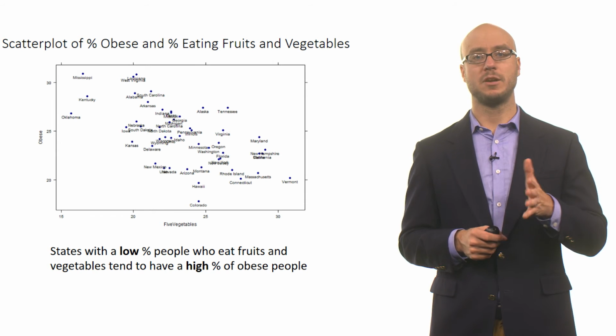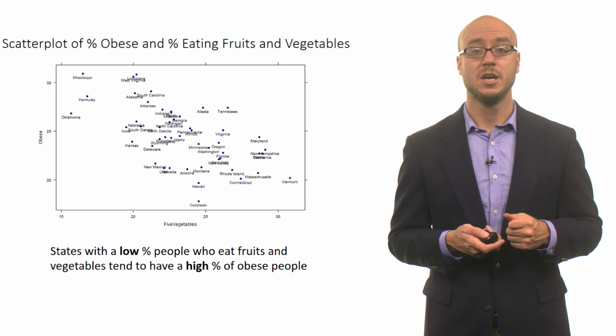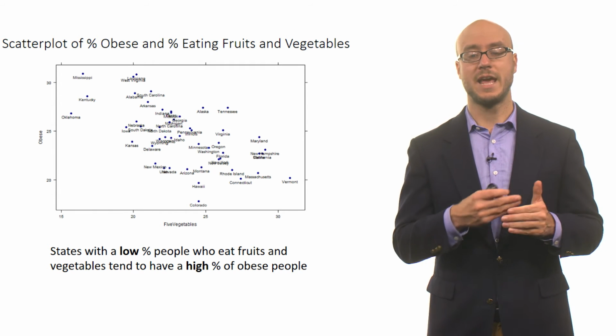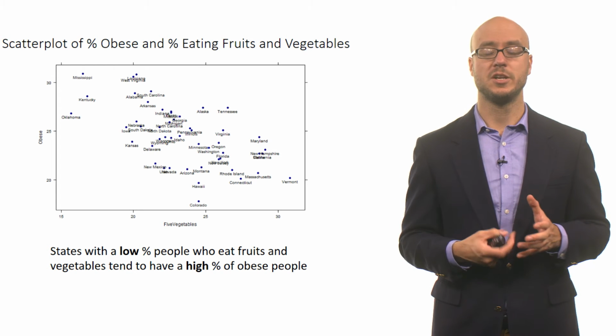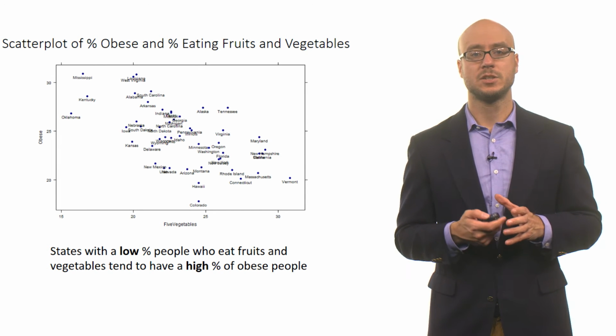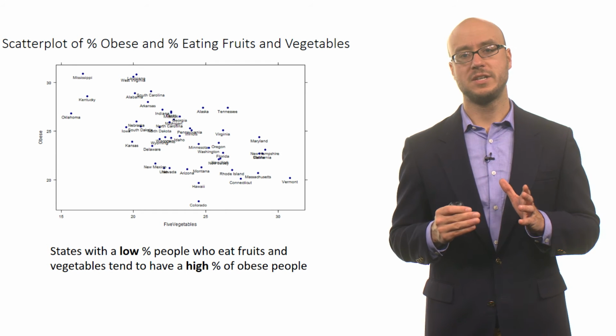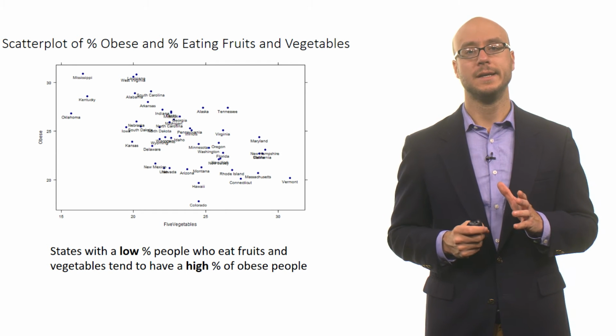So here we're looking at percent obese and the percent who report eating fruits and vegetables. Right? So on the x-axis, it's percent eating fruits and vegetables. On the y-axis, we have the percent who are obese in each state again. So we can see that the pattern is a little bit different. There's sort of a downward sloping.